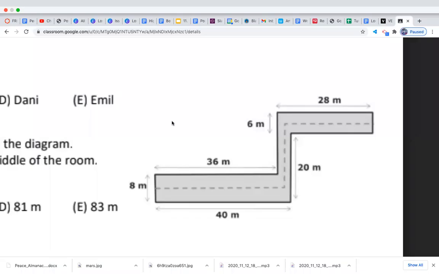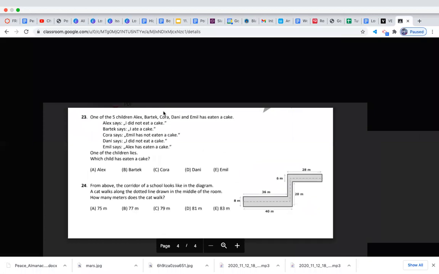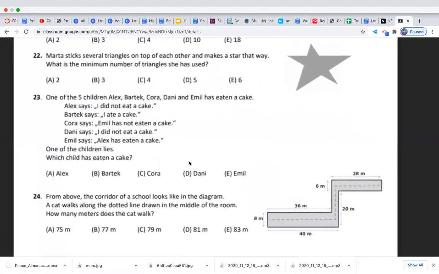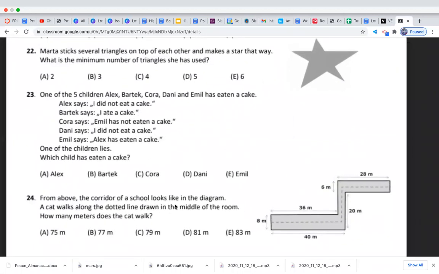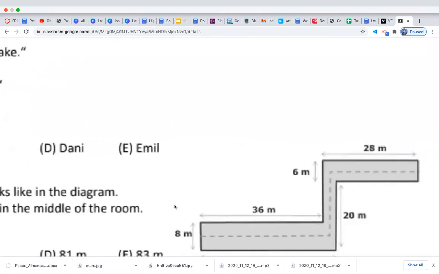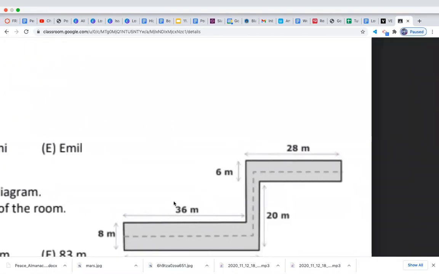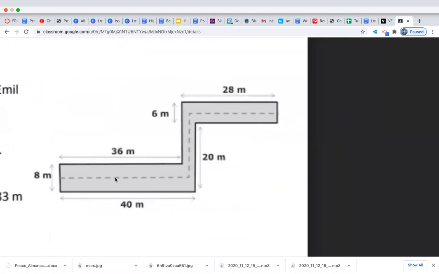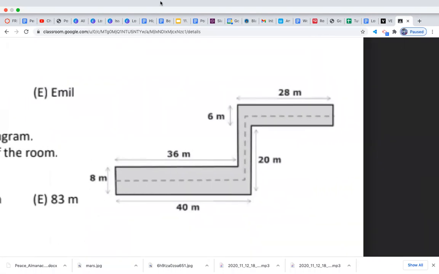Okay, so the question asks, number 24, from above, the corridor of a school looks like the diagram. A cat walks along the dotted line drawn in the middle of the room. How many meters does the cat walk? So let's go ahead and look at the corridor of the school over here.